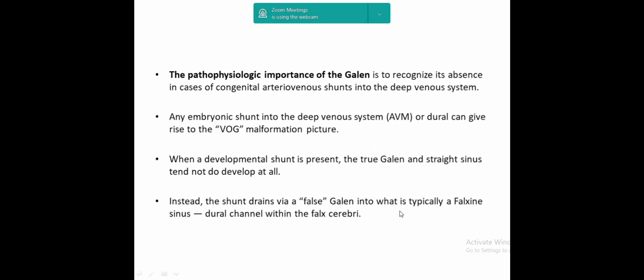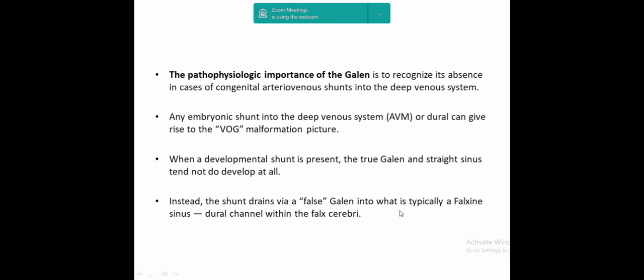So the pathophysiological importance of the Galen is mainly to recognize its absence in case of congenital arteriovenous shunts into the deep venous system. Usually when a vein of Galen malformation picture is there, we need to assess whether the vein is really present or not. In case of AV malformations which form during the congenital stage, a developmental shunt is present, which directs the venous flow to other draining systems, making the Galen and straight sinus not develop at all. So this is the true variant of the vein of Galen.